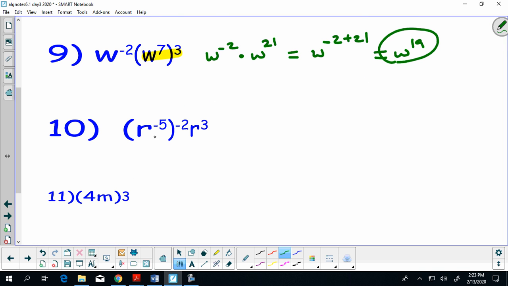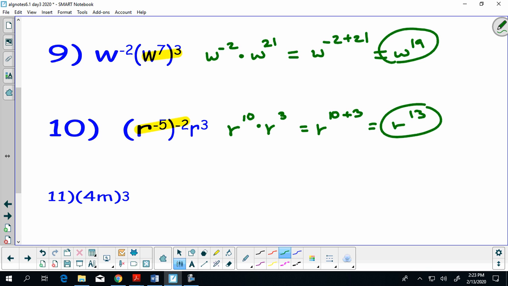Number 10 is just like 7, 8, 9, except it's got the r to the third at the back rather than in the front. So I'm going to go ahead and do the power to a power first. That would be r to the 10 times r to the third. Okay, and I could have put this up here if I wanted. I didn't have to leave it in the back because you can change the order of multiplication because of the commutative property. So now that this is a multiplication problem, I am adding them, and I end up with r to the 13 as my answer.